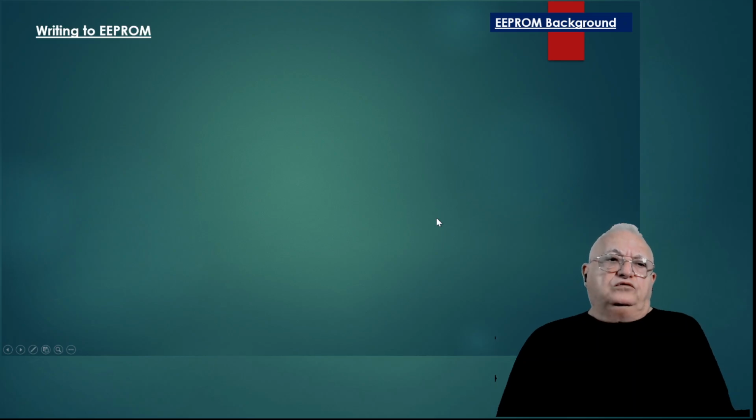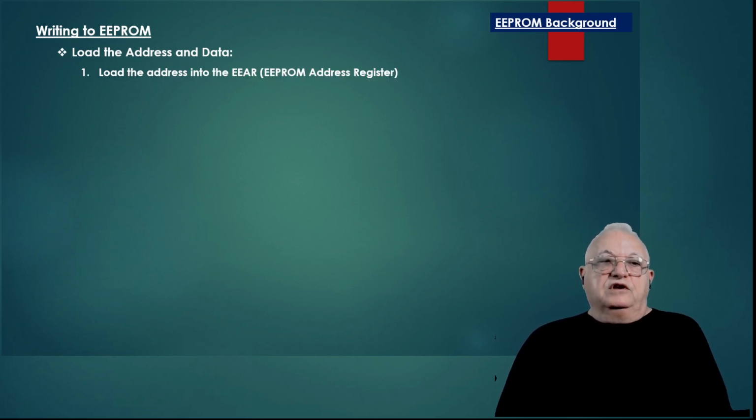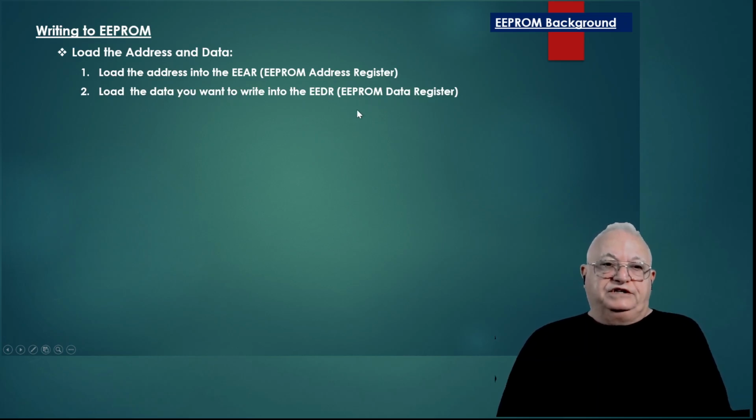Now, to perform the write, we have to go through the following steps. First, loading the address and data into the EEPROM registers. So first we load the address into the EEPROM address register, which is the EEAR. Next, we load the data into the data register, which is the EEDR.